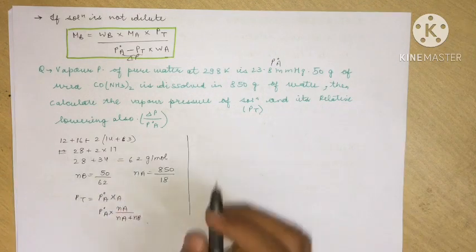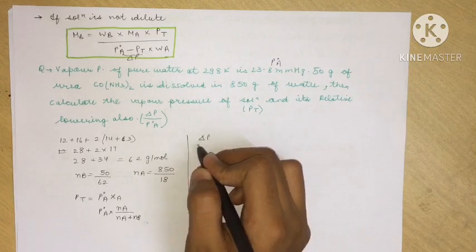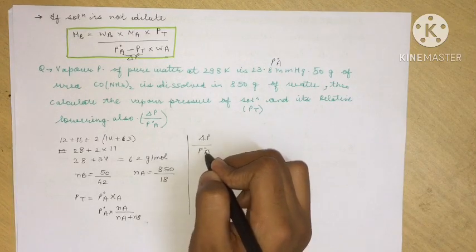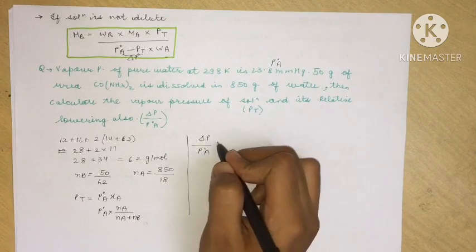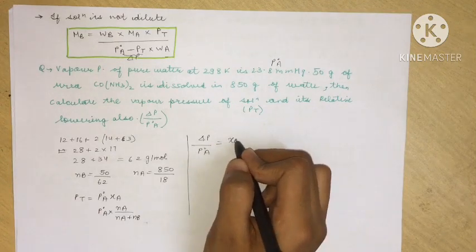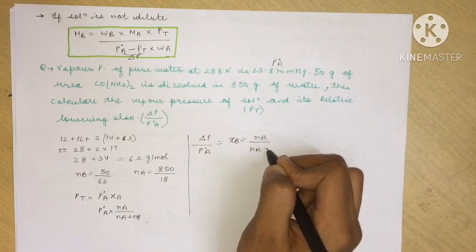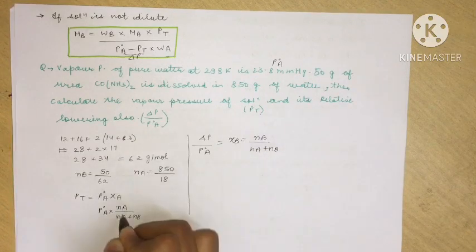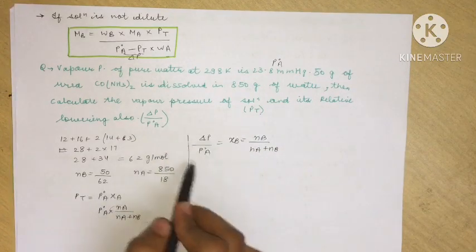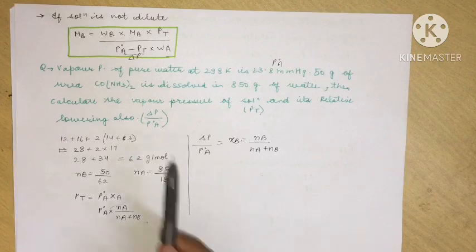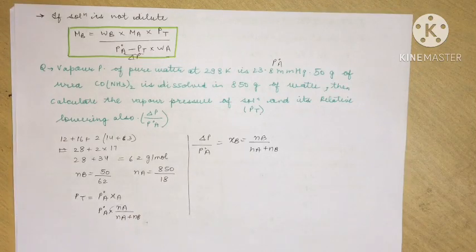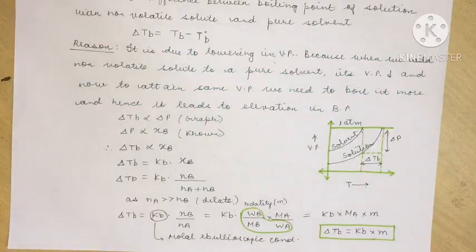Other case we have to solve is delta P upon P naught A. That is the relative lowering that we have to calculate. What will it be equal to? We know it is equal to Xb, that is it is equal to Nb upon Na plus Nb. If you calculate this term, you will easily get the relative lowering also. So this is the question and how it can be solved. With this, our relative lowering of vapor pressure is over.